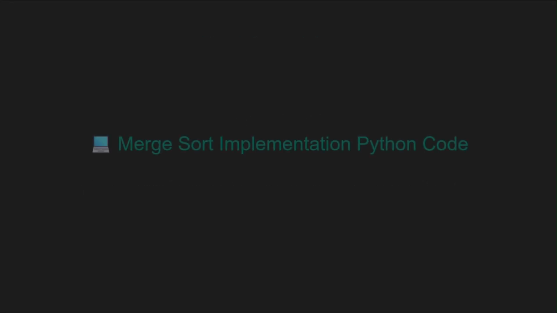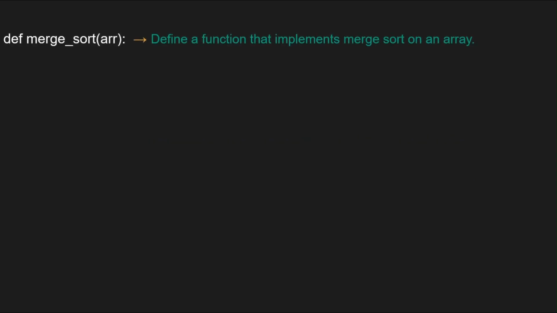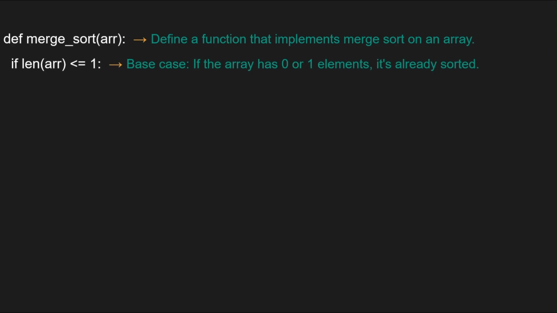Now let's see the merge sort implementation in Python. So we start with the merge sort function, which is the main function that handles the sorting process. Now, if the length of my array is less than or equal to 1, which is my base case, if the list has 0 or 1 element, it's already sorted, so we just return it as it is.